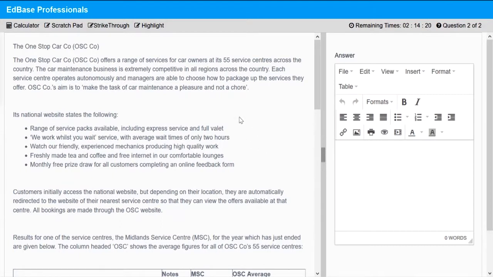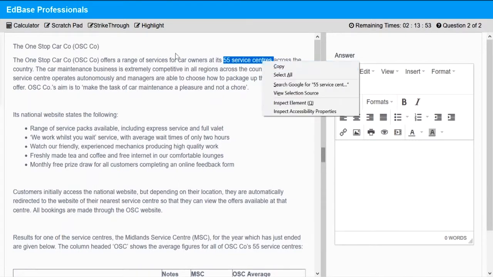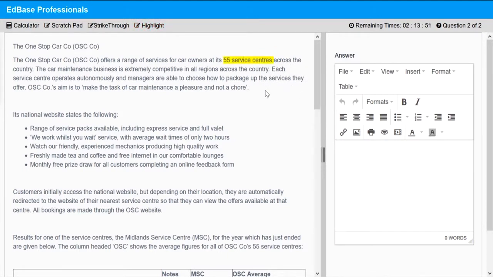Now, let me show you what you should highlight, what you should remember, what figures or statements will be important for your answer. So the one-stop car company, the OSCO, offers a range of services for car owners at its 55 service centers across the country. That's very good. So we can highlight the 55 service centers. And the company has its operation across the country, so I can highlight the country just to remember it.